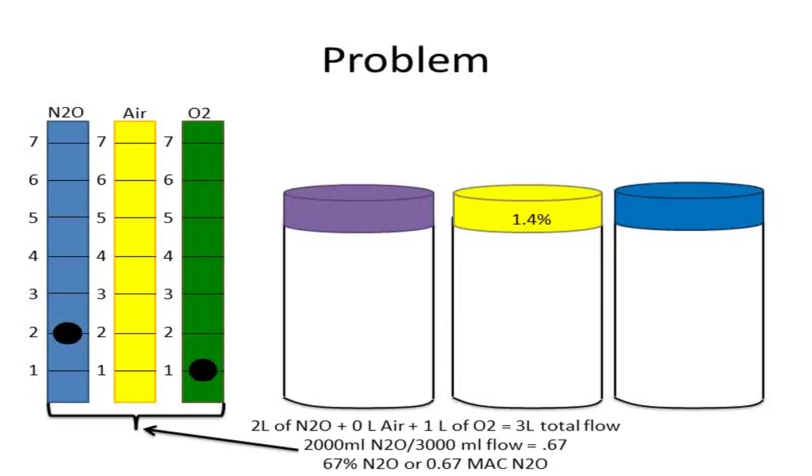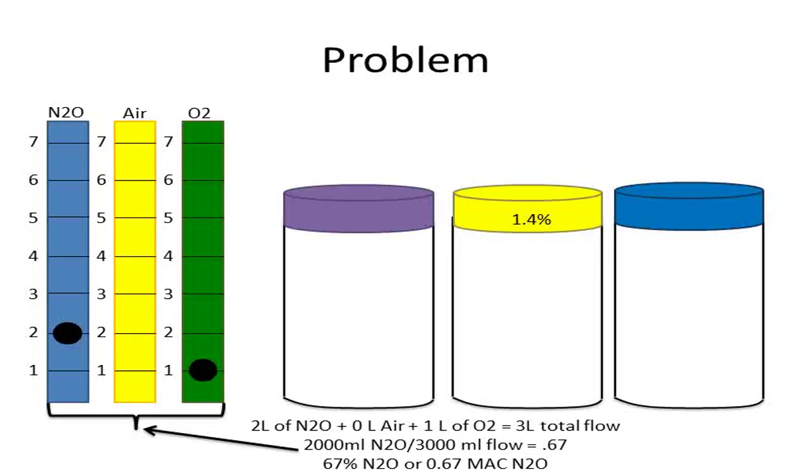Now we know that the blue Thorpe tube will give us MAC. How much MAC we have to calculate. So we're giving 2 liters of nitrous and 3 liters total flow. 2,000 mLs over 3,000 mLs. We work that out, and we see that 67% of the concentration is nitrous, or the FI of nitrous is 0.67. And we also know that our MAC of nitrous is 100%. Thus, we're delivering a MAC of 0.67 with the nitrous.